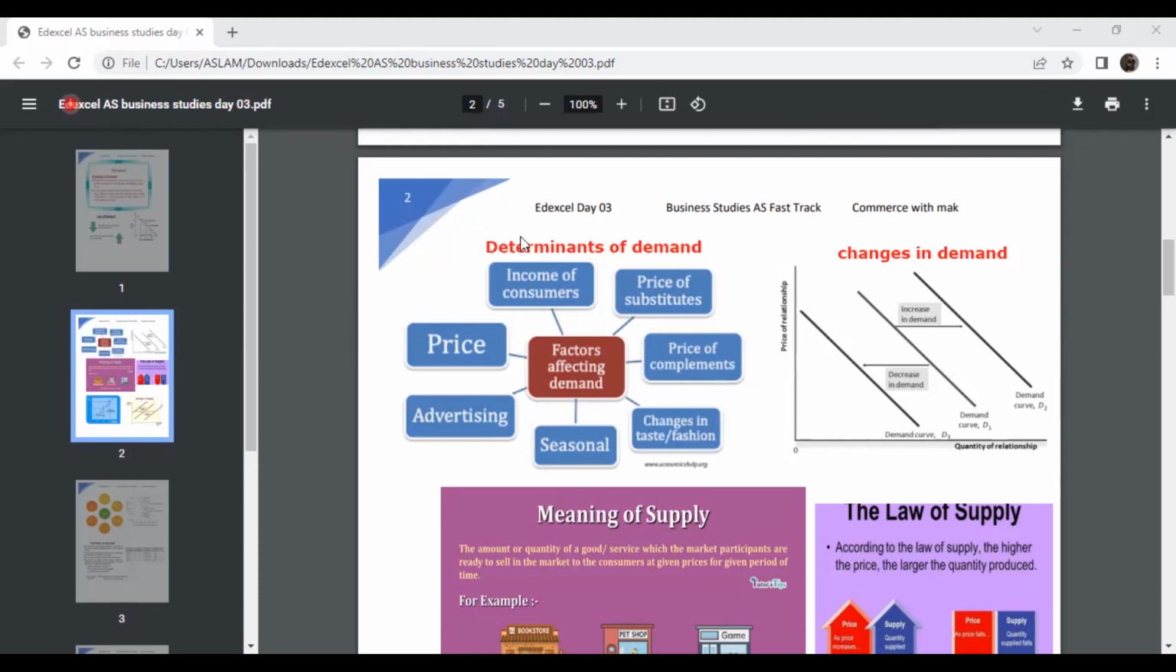The next part, we have price of complements. What is price of complements? Complements means when one product has a connection with another product. If the price of one product rises, the demand for the other product will decrease. If the price of the product is decreasing, the other product's demand will increase. Tea and sugar, rubber and tire, which we have learned already in economics.